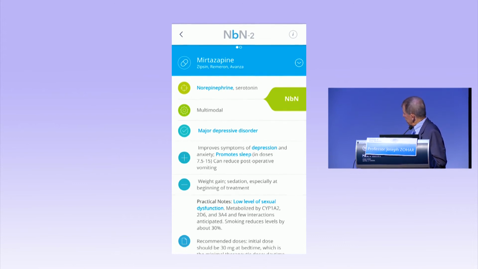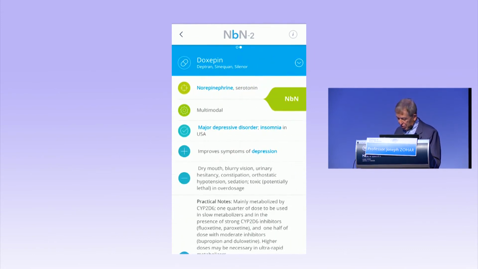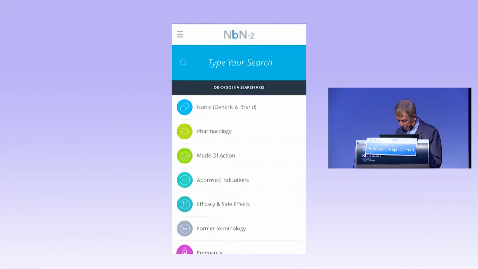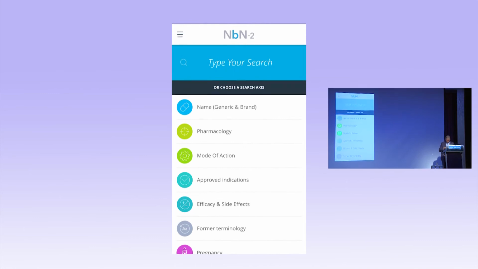You see the indication. You see that in the efficacy, it promotes sleep. And if you look at the practical note, you see low level of sexual dysfunction. And then while we switch to the left, we see other medication with similar type of pharmacology and mode of action. And then you can, of course, choose other medication. Let me give you another example of how to use it.